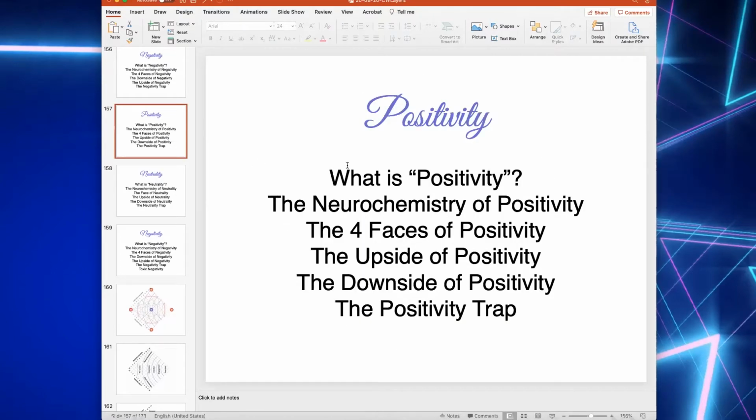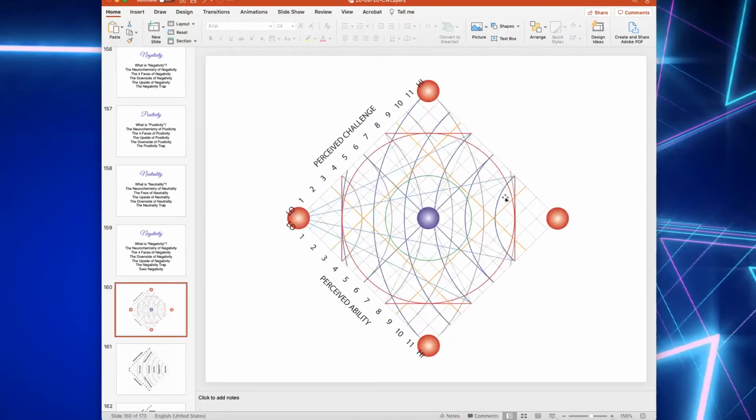We talked about the neurochemistry of positivity and the 4 faces of positivity. And by that, what we meant is that there's a different face that positivity has if you're in a driver kind of mode. And that's different than if you were in an expressive mode, and different if you were in the amiable energy, and different if you were down in the analytical energy. You can even go in between.